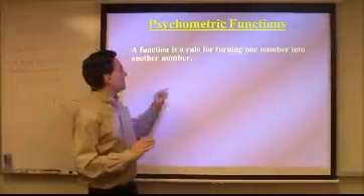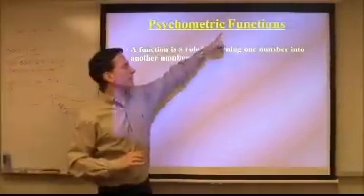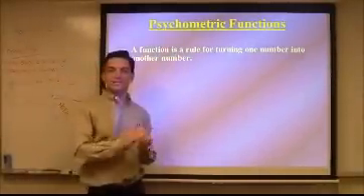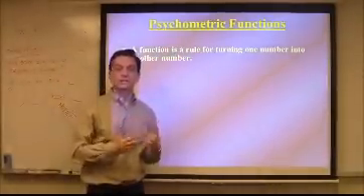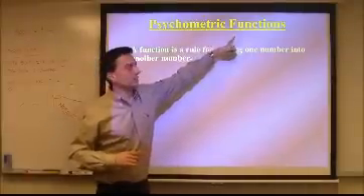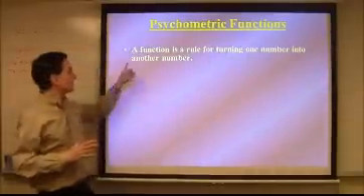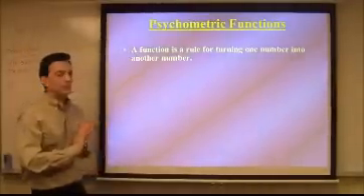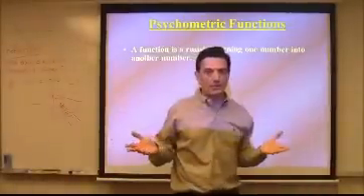Okay, so when we see this phrase, psychometric function, we'll unpack it a little bit. Psycho, as you might recognize, is simply the subjective or psychological experience that we have. Metric means to measure. And a function is something I'd like to define for us. So a function is a rule for turning one number into another number. We use functions all the time.